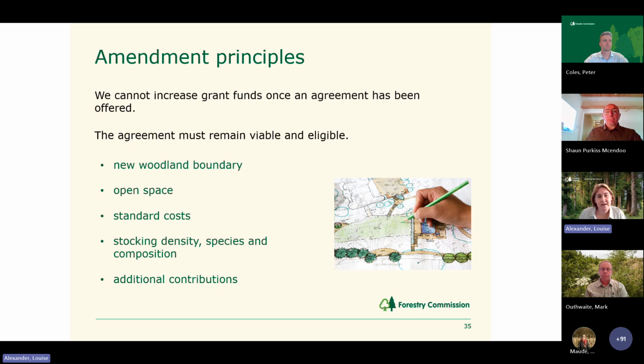Okay, so we can't increase grant funds through an amendment once an agreement's been offered, and the agreement must remain viable and eligible. So a new boundary, changes to open space, standard cost items, stocking density or species composition can all affect eligibility. And that's particularly the case with some of the additional contributions. So we'll check through this eligibility at the time that you submit an amendment request.